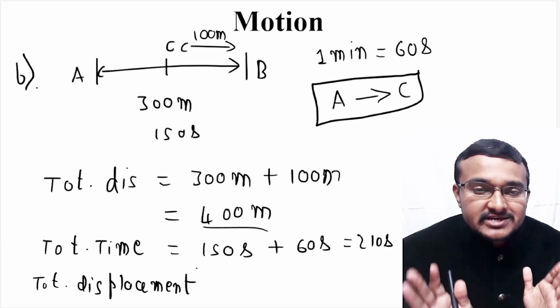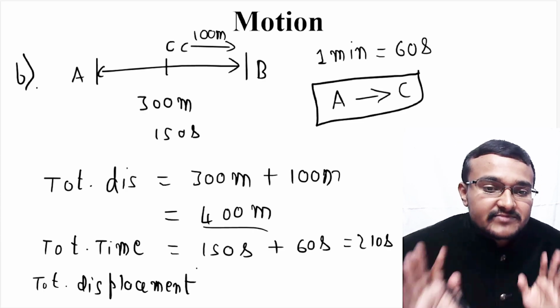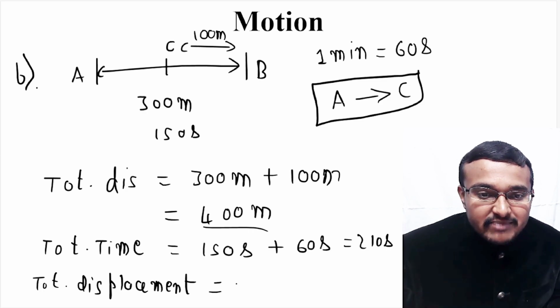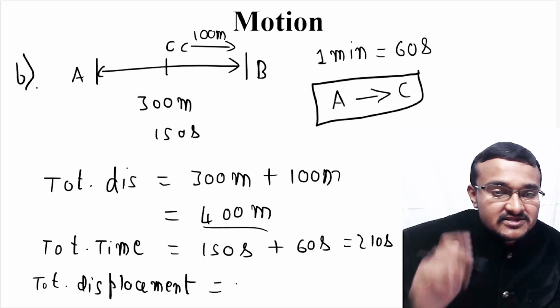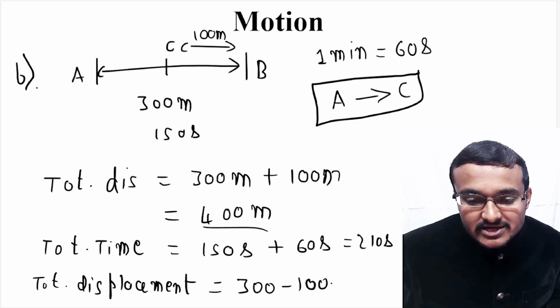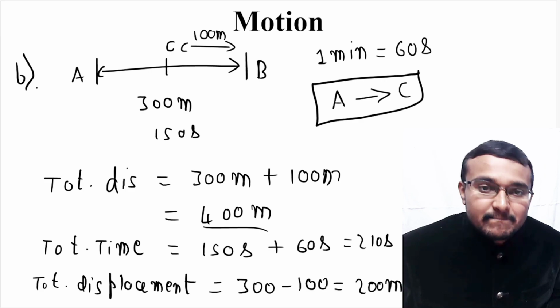So what is the shortest distance between A and C? That will be equal to 300 minus 100, because he has traveled back 100 meter and reached the position C. So 300 minus 100 will give you the total displacement. So the total displacement is 200 meter.